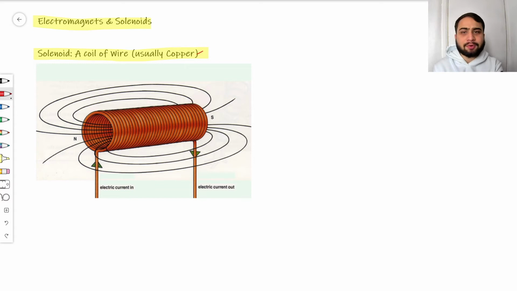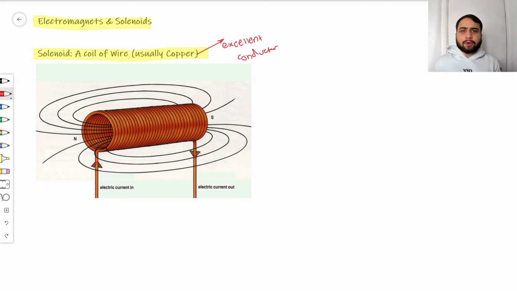Why is it usually copper? Well, copper is an excellent conductor. So that's why we tend to use copper for coils of wire, right? And wire in general. Now, we can see that the electric current goes in here and it goes out of the loop of wire there.